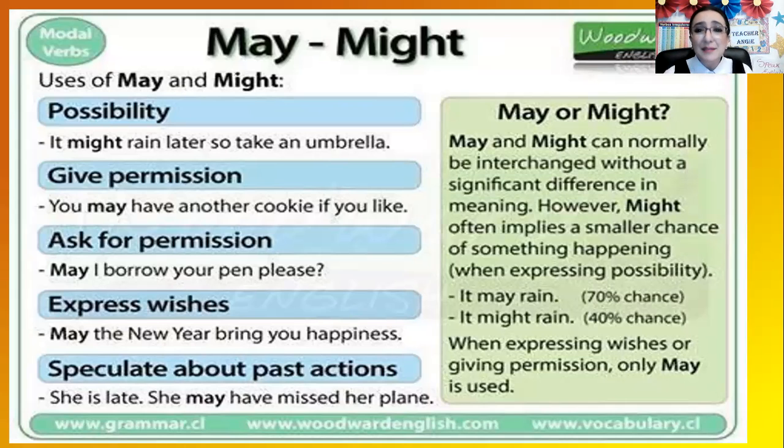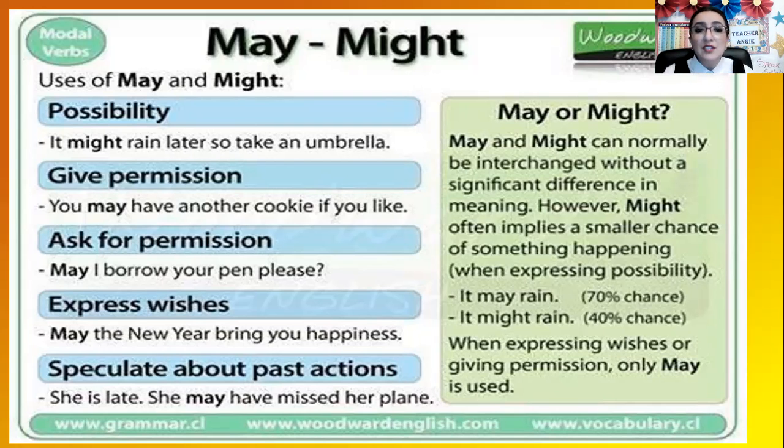So, may and might. When we are going to be using may and when we are going to be using might. We are going to be making use of may and might when we talk about possibilities. Yes, it might rain later, so take an umbrella. Or when you are giving some permissions: you may have another cookie if you like.